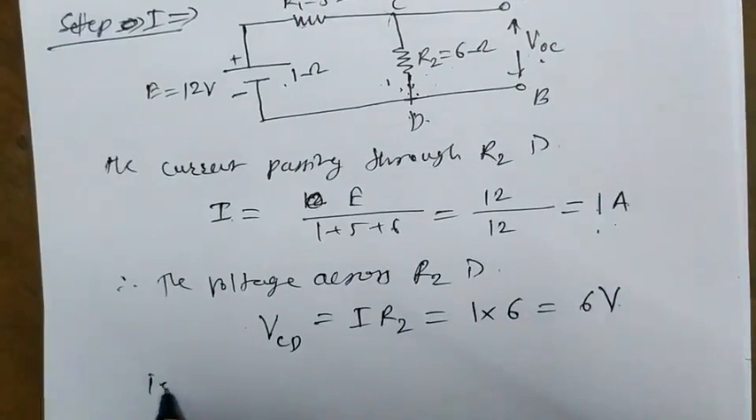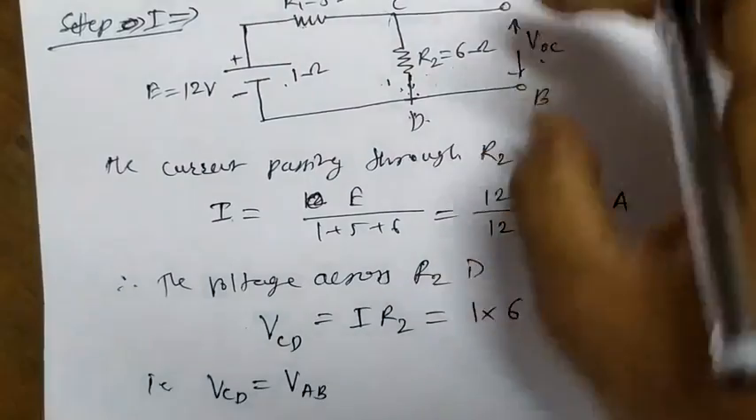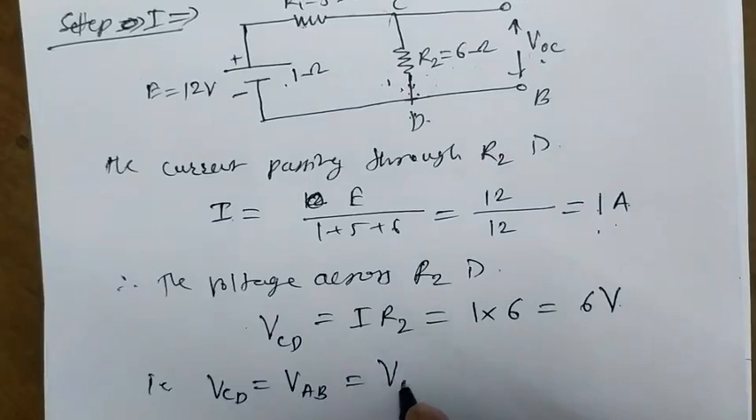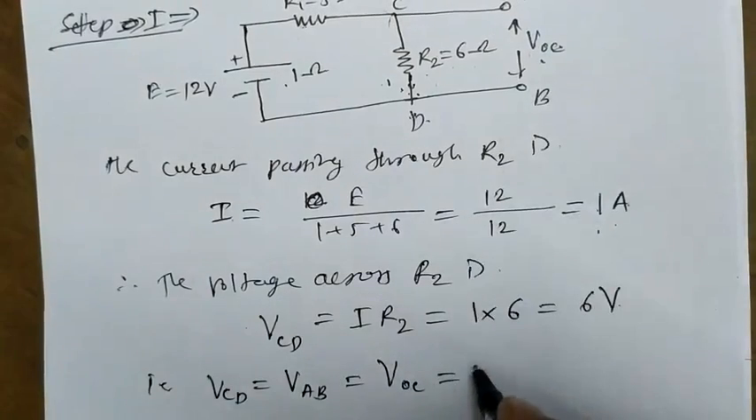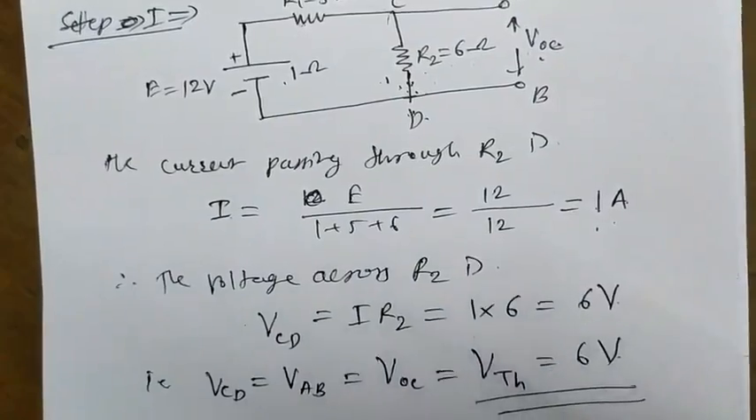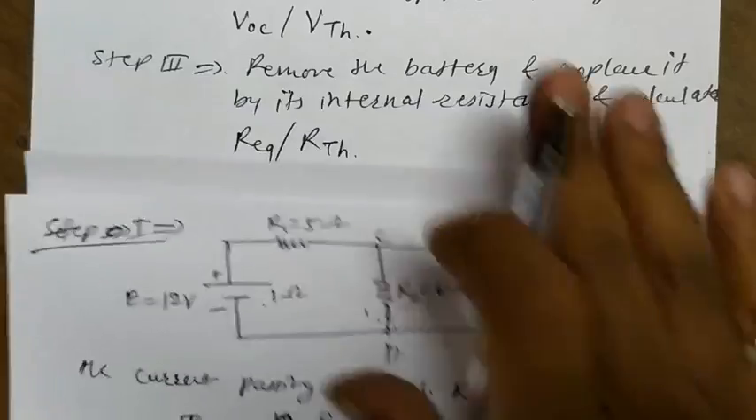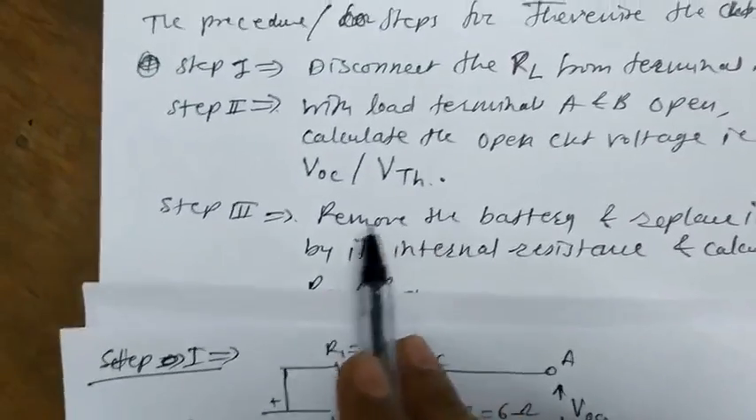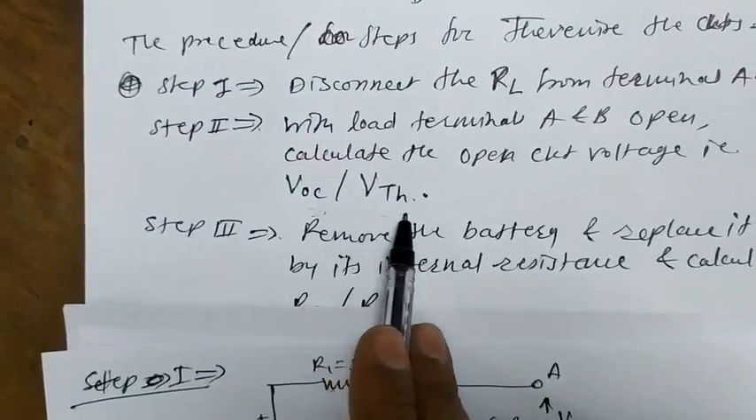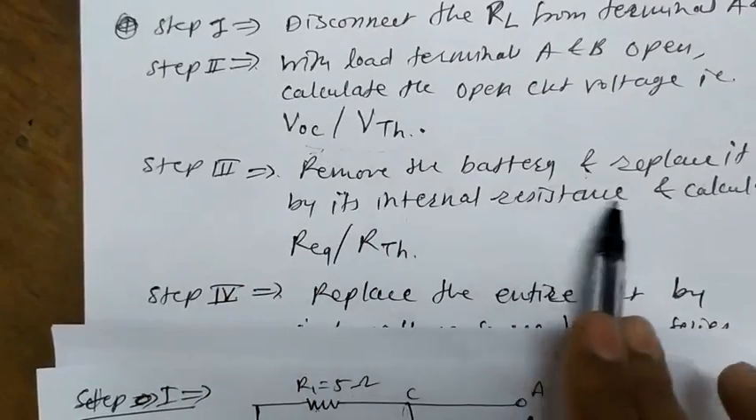Therefore VCD must be equal to VAB and equal to VOC, the open circuit voltage, and this is equal to VTH, equal to 6 volt. Now we have found out the Thevenin's voltage. Now our third step: we have calculated the VOC, that is VTH.